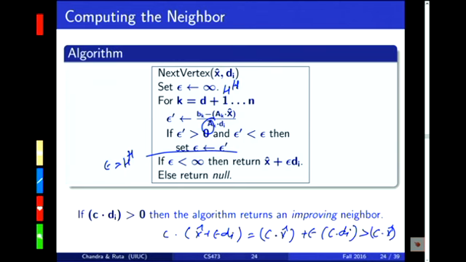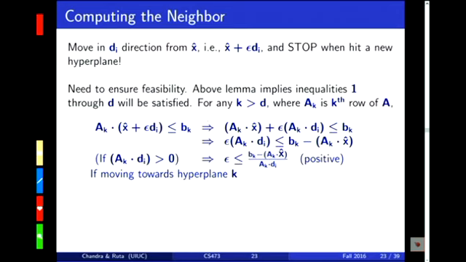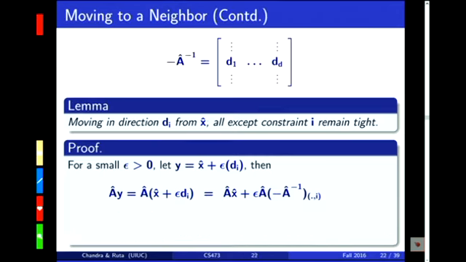Yeah? Can you explain why we only check the rows from t plus 1 to n instead of all of them? Good point. Why? Tell me. I mean, any answer, wrong, right, anything. Any intuition. What was happening when we were moving on an edge?